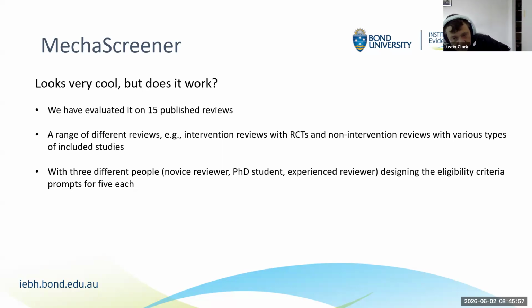So we had 3 different people come up with the prompting or eligibility criteria across these 15 reviews. One was a novice reviewer, Connor. Although he's a very good computer scientist, very clever guy, he'd only done 1 review before in his life. We also had a PhD student. She was also pretty good, but had only done a couple of reviews before. She built the prompts for 5 of the reviews, and then I did 5 as well. So we did 5 each.